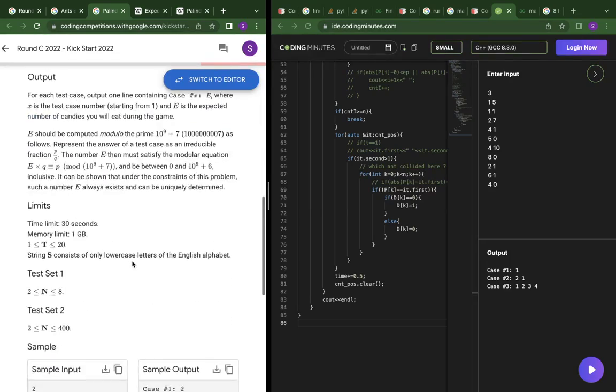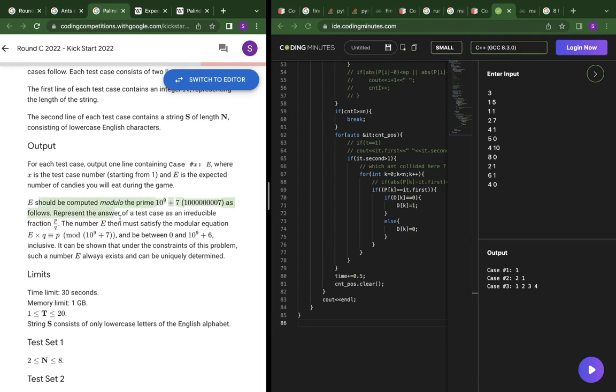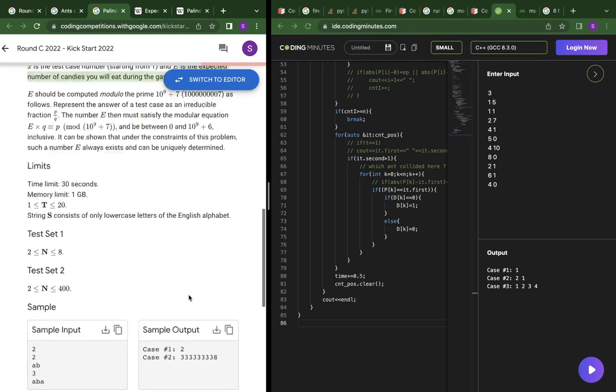And why do we have to do a mod? Is E like a large value? Okay, expected number of candies would be a large value, but not for n equals 8, I guess.